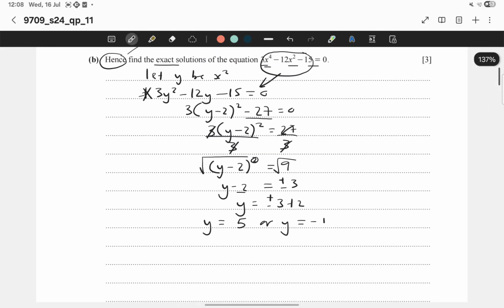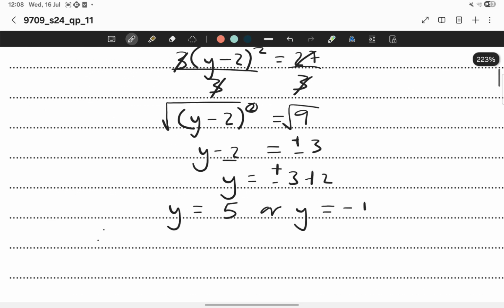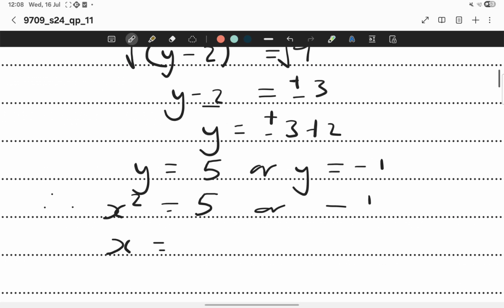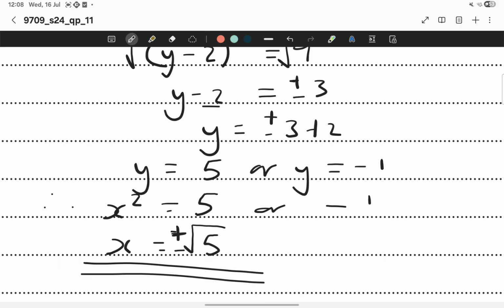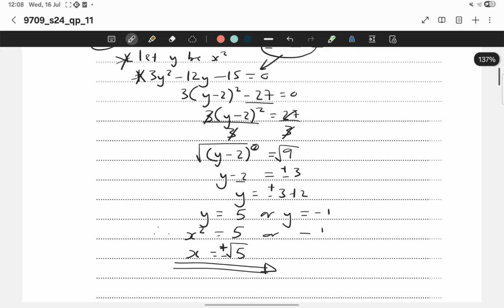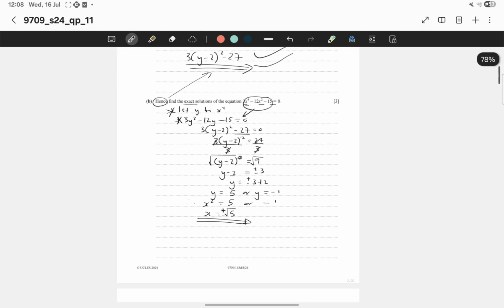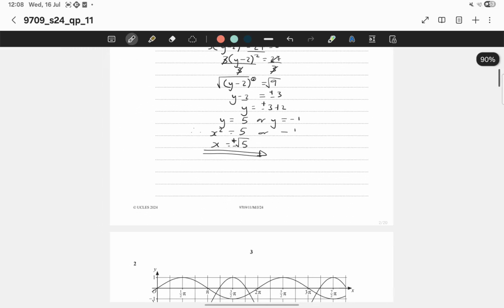But we know that we said y is standing for x squared, so therefore x squared equals 5 or minus 1, right? And x equals root 5 or minus root 5, and we can't exactly say square root of minus 1 at this stage, so our answer will be plus or minus root 5, and that will be our answer for part B. And we're done with number 1. Let's move on to the second question.